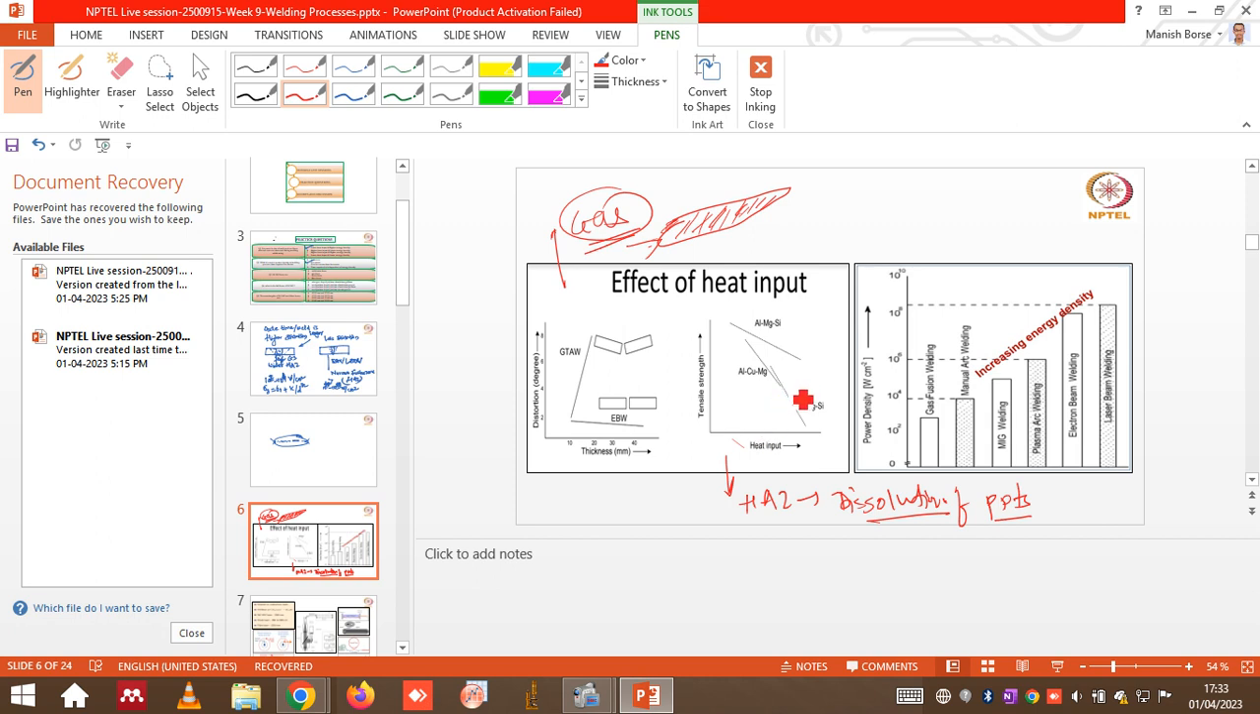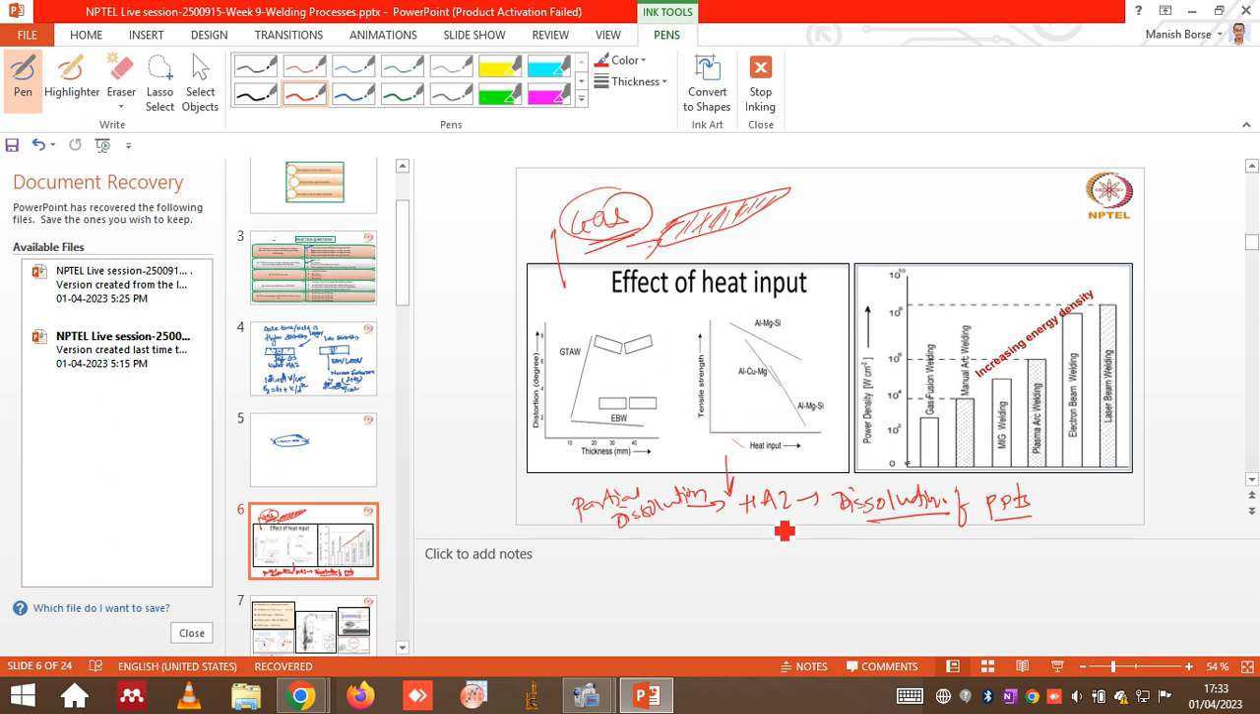But again, in the heat affected zone, there is a partial dissolution of the precipitate, or sometimes we can say that those strengthening precipitates can grow bigger. Okay, so because of that, if precipitate coarsening occurs, then the material will lose its strength. Again, the material becomes weaker in the heat affected zone.